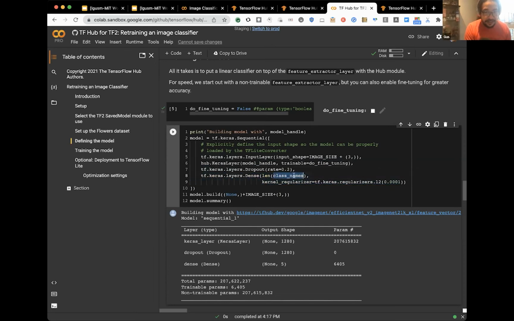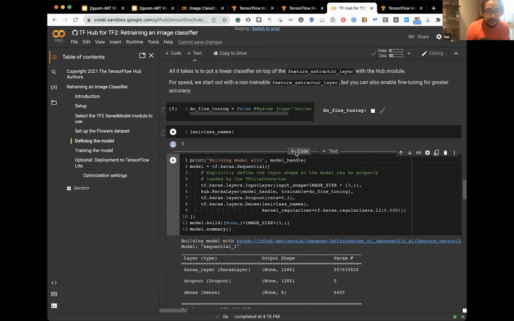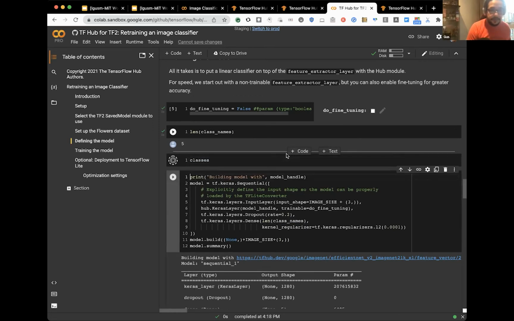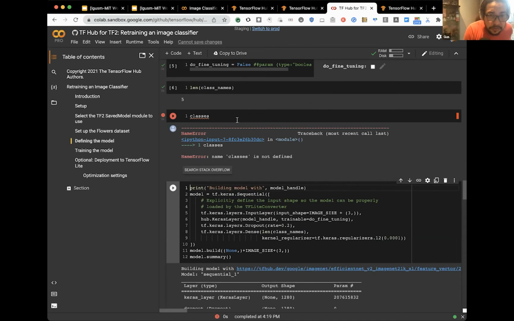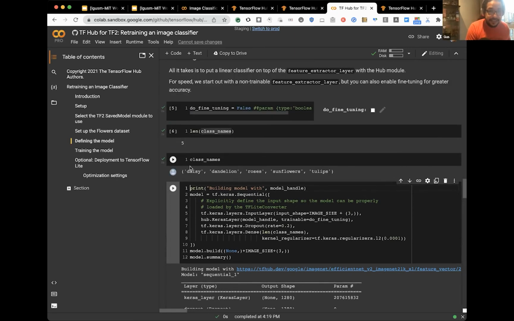This dense layer has n neurons, where n is the number of classes I'm classifying. In our case, we have flowers, so it's 5 flowers. If we see the size of these class names, it has to be 5, because we have 5 classes. And if you want to know which classes we're talking about, we can, oh sorry, it's better if you type correctly. That's something I learned. So these are the classes we are going to classify: daisy, dandelion, roses, sunflowers, tulips.